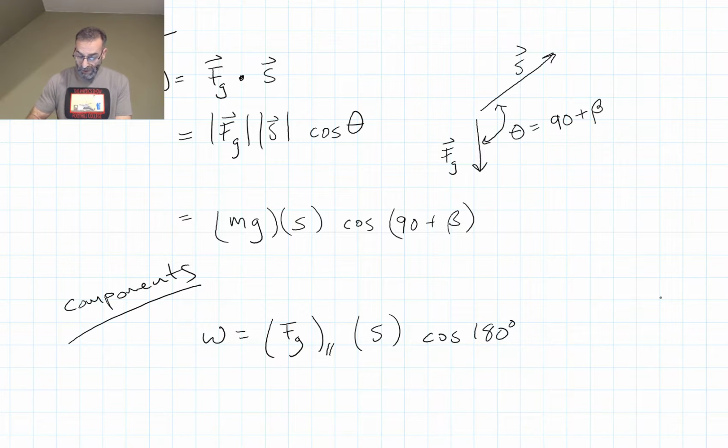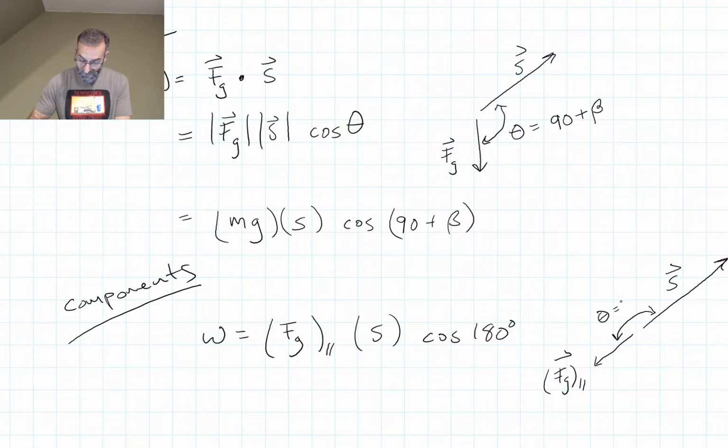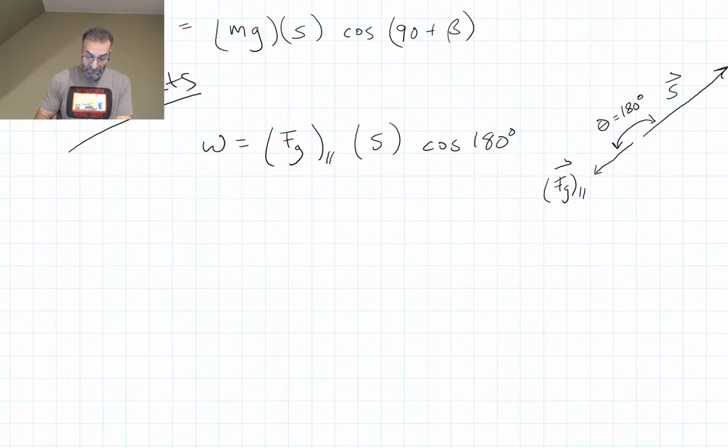Now it's still a dot product. We've got our displacement going up the incline and our F sub g parallel going down the incline. And so we get an angle here of 180 degrees. The force of gravity is doing negative work on our box as our box goes up the hill. So I want you to be careful when you see an equation.